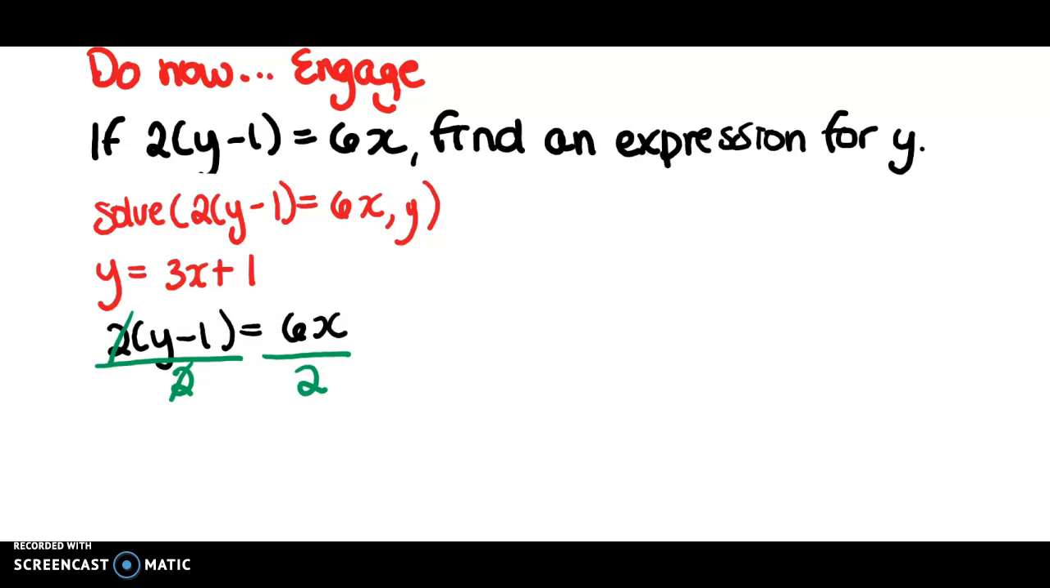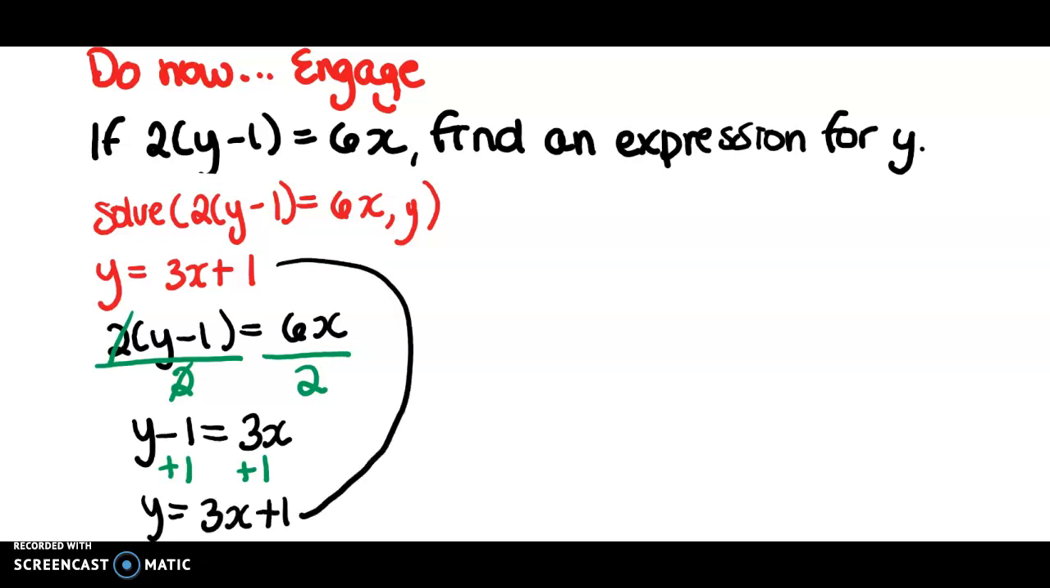And what will be remaining on the left-hand side is just our y take 1 equals, and then on the right-hand side we've got 6x divided by 2, which is 3x. Now to get that y by itself, which is our goal, we just need to get rid of that take 1. So we're going to add 1 to both sides, which will give us a result of y equals 3x plus 1, which as you can see is exactly the same as the solution we get using the solve function.